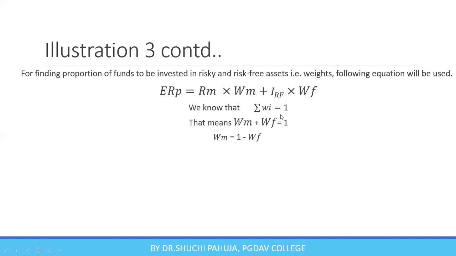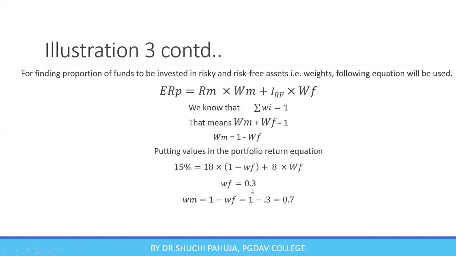You know the summation of weights is equal to 1. That means WM plus WF is equal to 1. From this you can find WM is equal to 1 minus WF. Put these values in the portfolio return equation. For WM, I am writing 1 minus WF. If you solve this equation, WF will come out to be 0.3. Put the value in this, WM is 0.7.